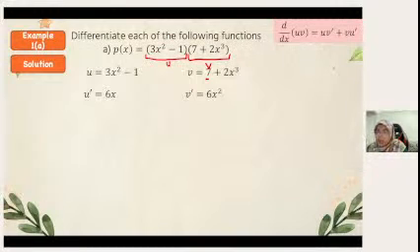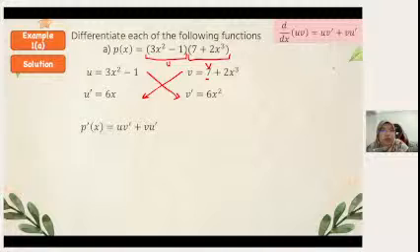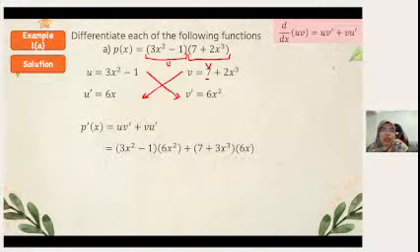Okay, so now what's the formula? The formula is uv prime plus vu prime. So u multiplied with v prime plus v multiplied with u prime. So that's the reason why I have u prime, v prime. And then we kind of cross them together. So uv prime. Okay, so they will become (3x squared minus 1) multiplied with 6x squared plus (7 plus 2x cubed) multiplied with 6x. So that is what we are going to do. So this is the product rule.